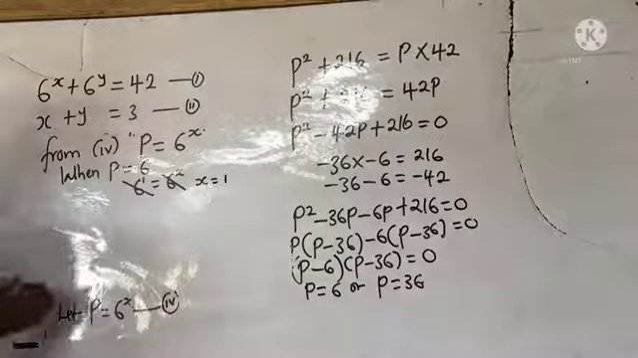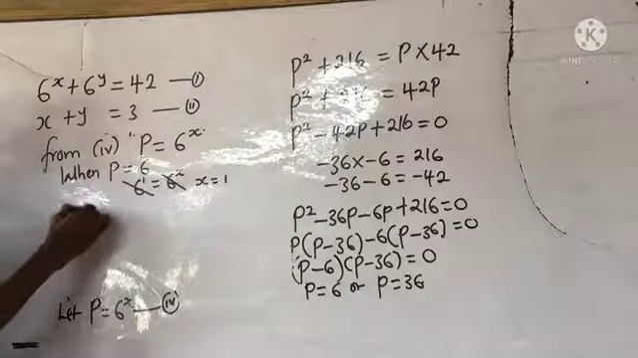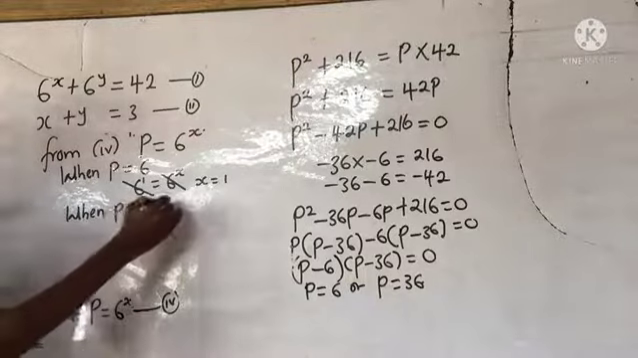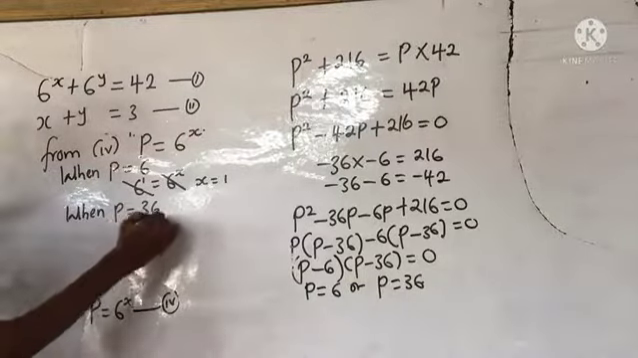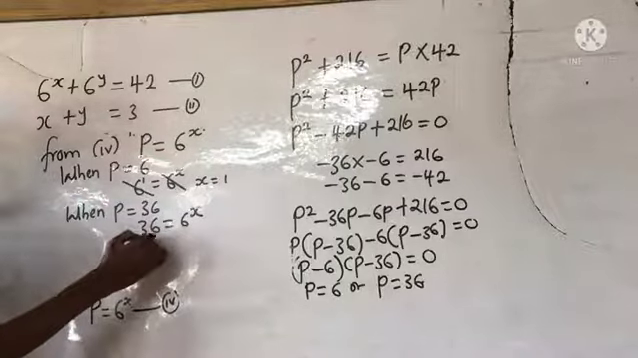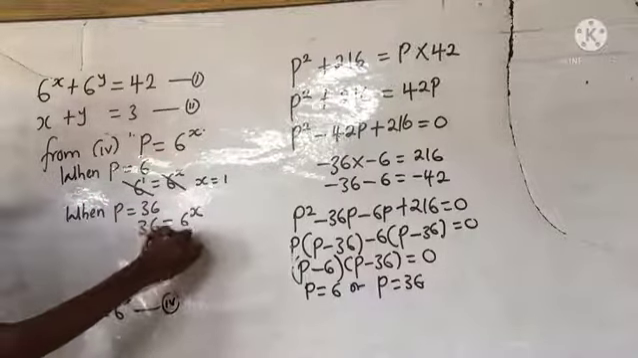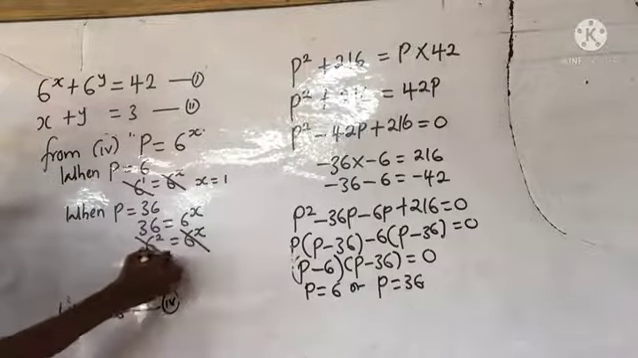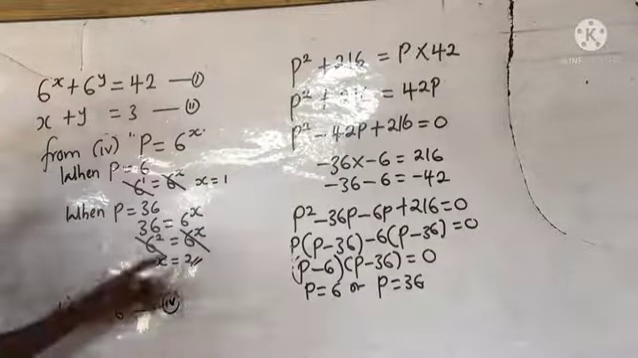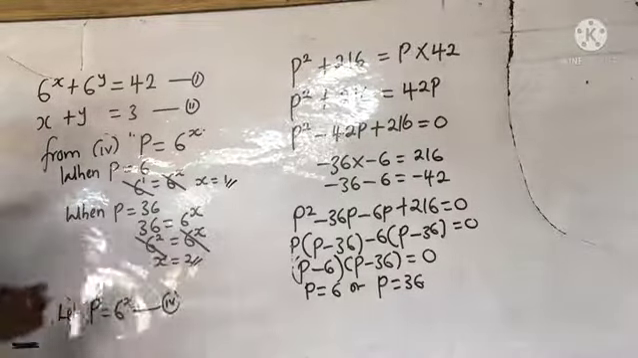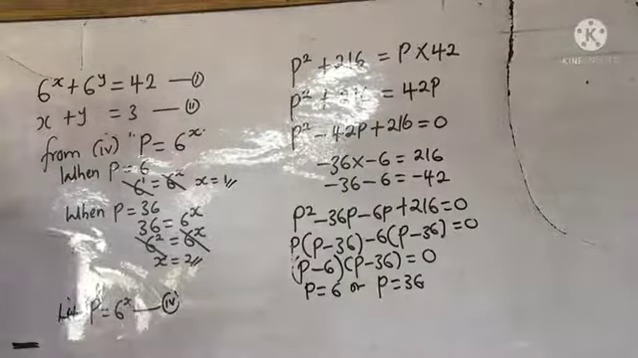So the other value for p is what? When p is equals to 36. So that is, you have 36 equals to what? 36 is equals to 6 raised to the power of x. 36 can be written as 6 raised to the power of 2 is equals to 6 raised to the power of x. So this 6 will cancel this 6 again, then you have x is equals to 2. So that means the two values of x now, x is equals to 1 and x is equals to 2. We've gotten the value for x.